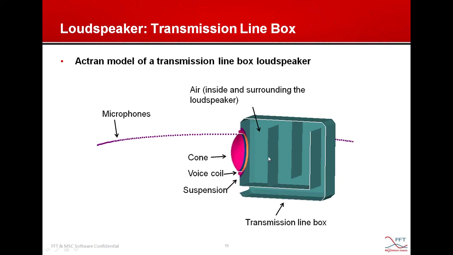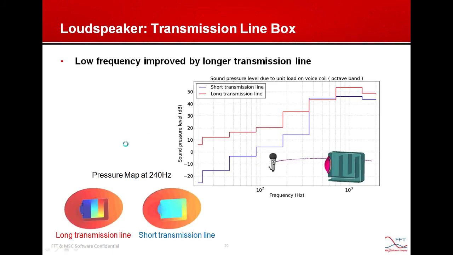And this wave will travel through the transmission line. During this transmission, the negative phase can turn into positive and propagate out of the vent. This hole is called the vent, and this wave can complement the already positive wave from the outside of the cone. The combination of both waves can reinforce low frequency performance of the loudspeaker, which can be measured on this microphone in front of the loudspeaker.